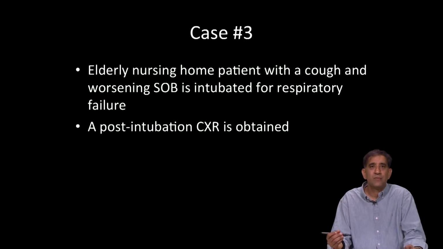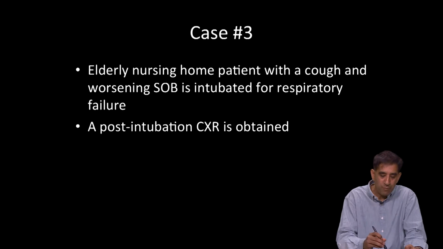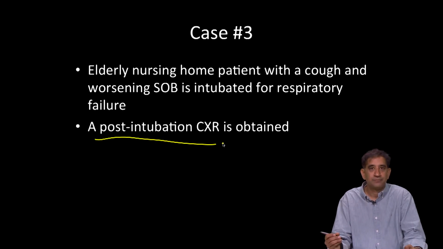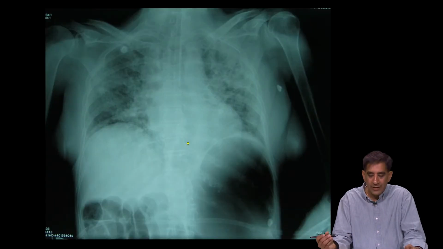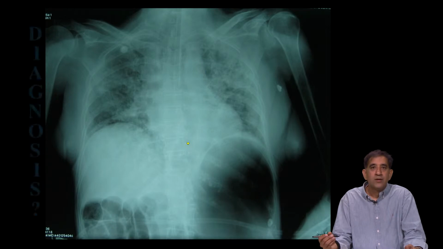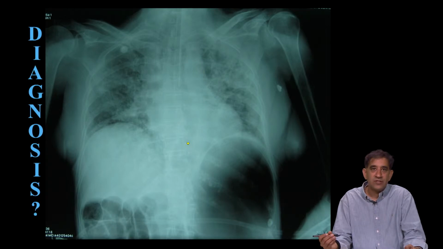Let's move on to case number 3. This is an elderly nursing home patient with a cough and worsening shortness of breath. She's intubated for respiratory failure, and we get a post-intubation chest X-ray. And here it is. So what is the diagnosis?